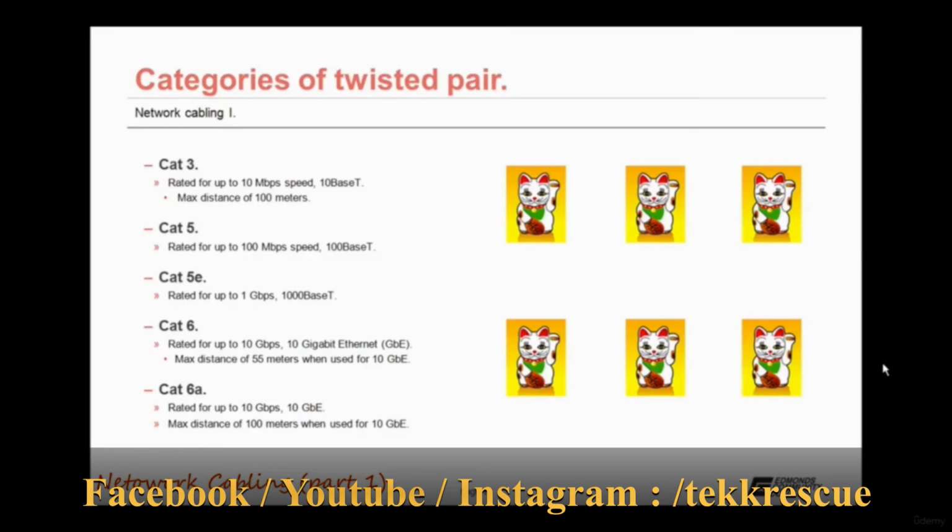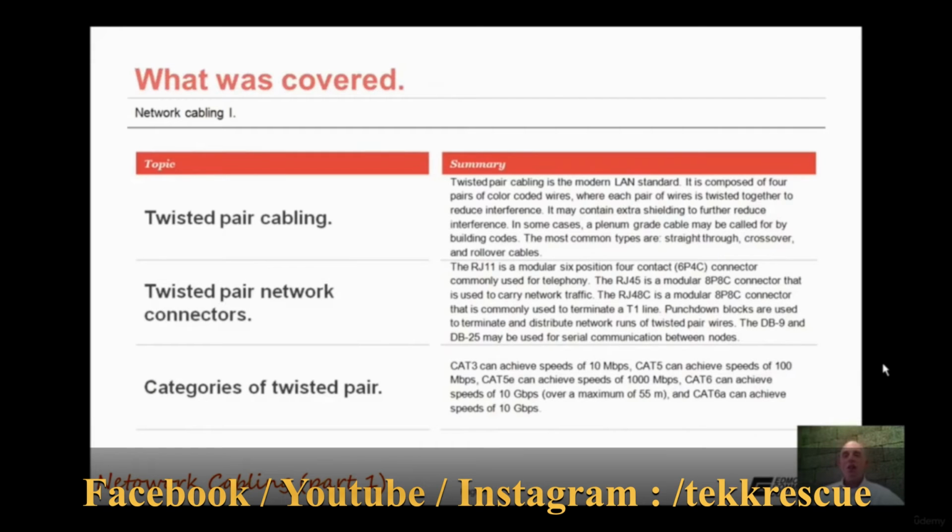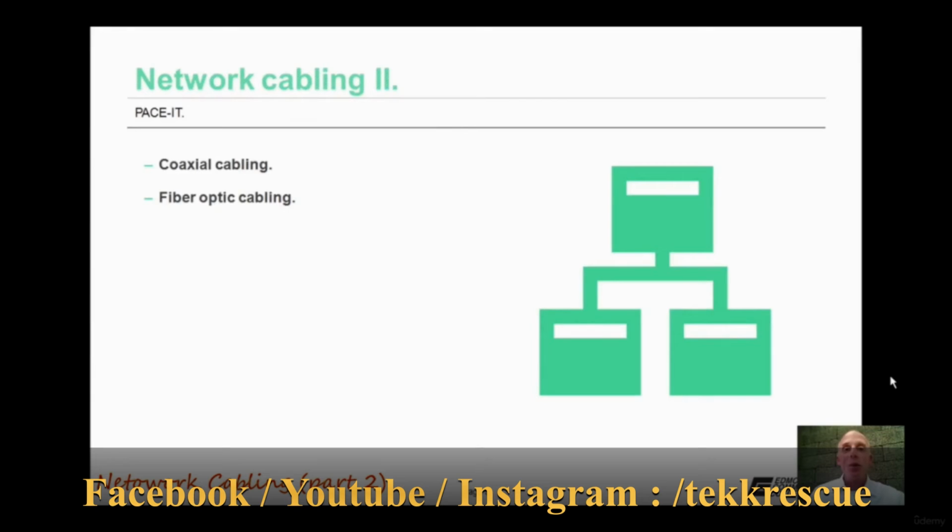For some reason, they thought they needed to go more distance than 55 meters, so they developed Cat6a. It has the same speed ratings as Cat6, but it has a max distance of 100 meters, and you can still achieve that 10 gigabits per second networking. Now that concludes this session on network cabling part 1. I talked about twisted pair cabling, then I talked about twisted pair network connectors, and I concluded with the categories of twisted pair cabling.